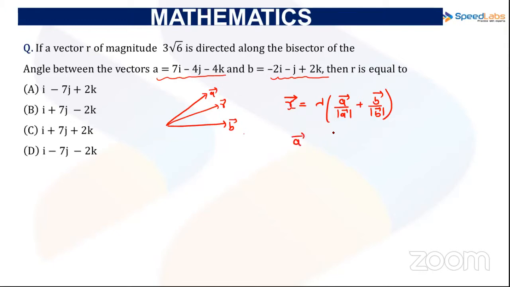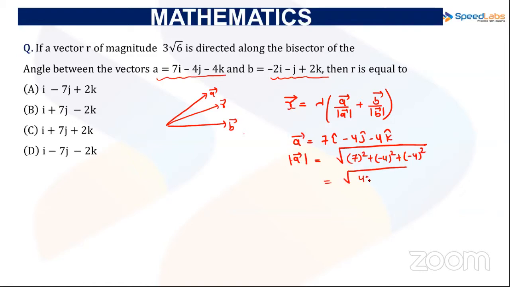Now what is your a vector? A vector is 7i minus 4j minus 4k. All right, so first let's find out the modulus of a. What will be the magnitude of a vector? It will be under root of 7 square plus minus 4 square plus minus 4 square. So this will be 49 plus 16 plus 16, 32, and 49 plus 32 will be 81, and under root 81 is 9. So the magnitude of a vector is 9. All right, and similarly what is our b vector?